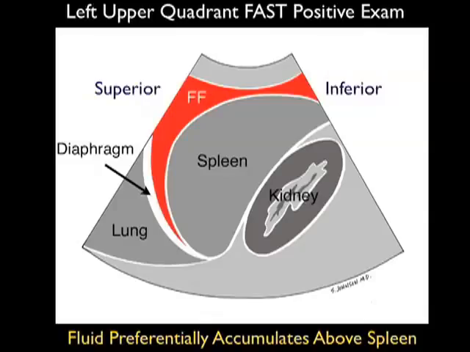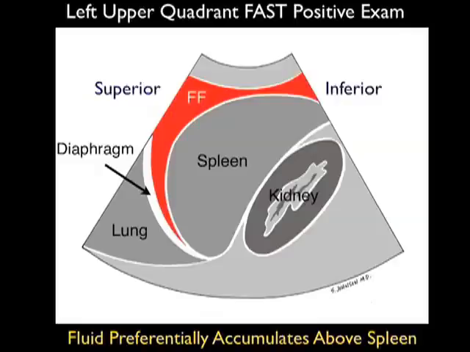Now that we've had a chance to examine several normal video clips as taken from the left upper quadrant, let's look at a pictorial here showing a positive left upper quadrant FAST exam. Here we see superior located to the left, inferior to the right. We see the spleen in the middle of the image, the kidney inferiorly to the right, the thoracic cavity with the diaphragm to the left of the spleen or superior. We see the area of fresh fluid is demarcated by the orange color, and notice that it layers out predominantly below the diaphragm and above the spleen.